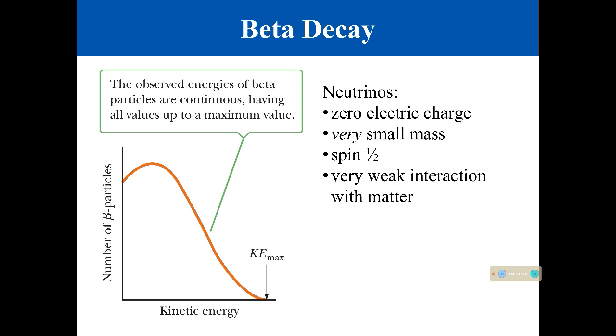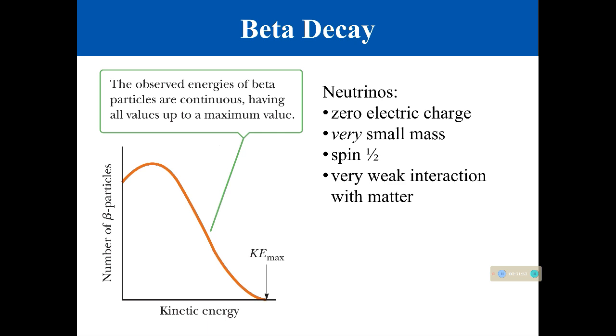Okay, so the energy released in carbon-14 beta decay is approximately 0.16 MeV. As with alpha decay, we expect the electron to carry virtually all of this energy away as kinetic energy, because it's the lightest particle produced in the decay. If we take a look at this particular graph, it shows that a small number of electrons have the maximum amount of kinetic energy. It shows the number of beta particles and how much kinetic energy they have.